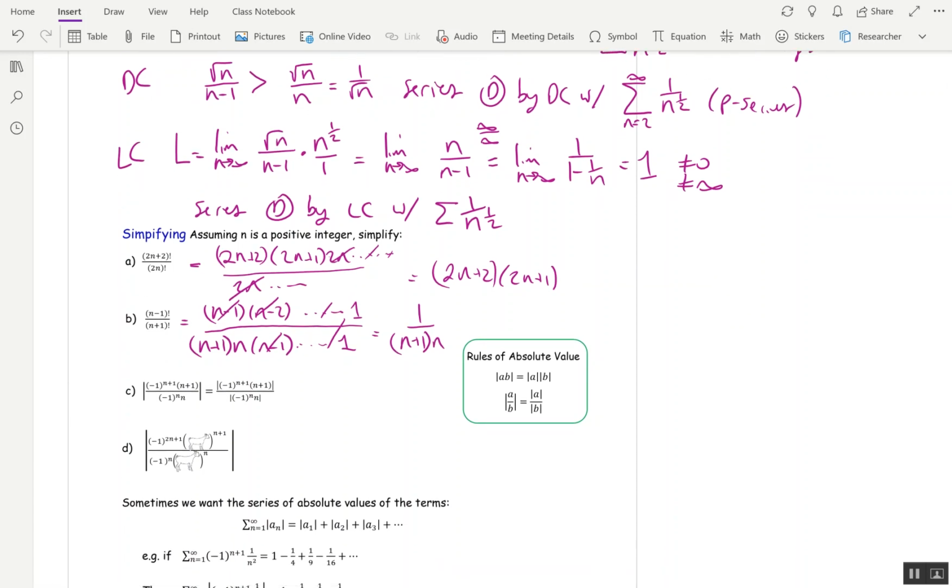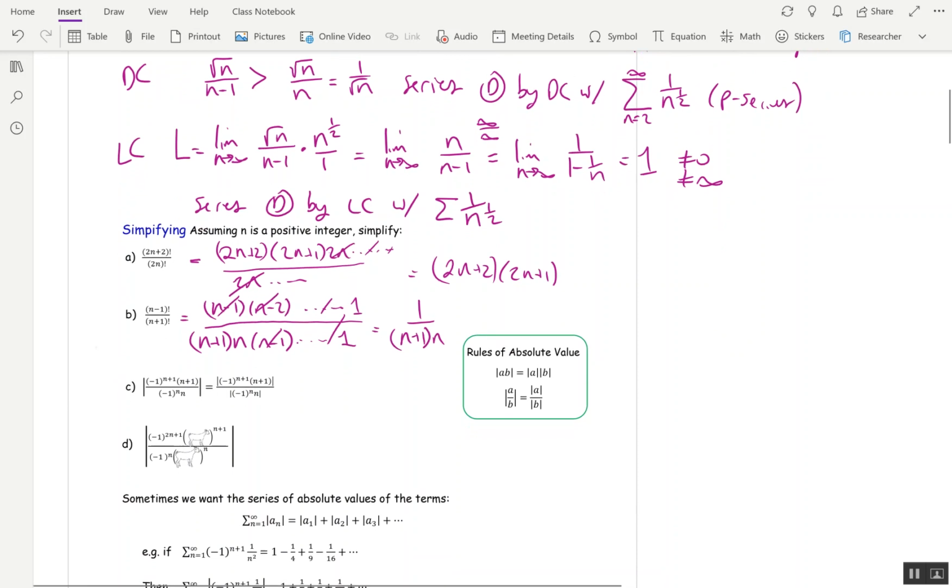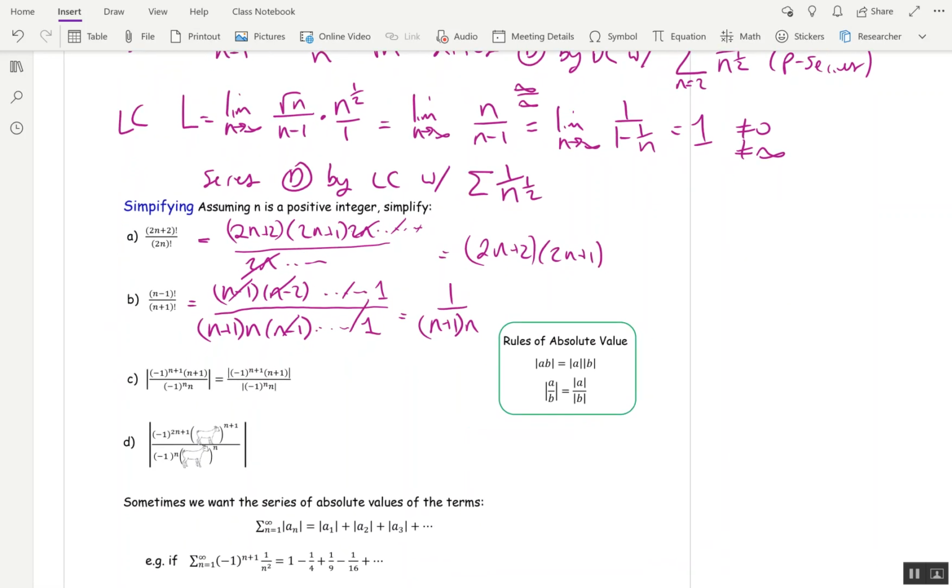All right, we're going to have to do a lot of simplifying of absolute values in here. And so I just want to remind you of the rules of absolute value over here on the right. If you have the absolute value of a fraction, that's the absolute value of the top divided by the absolute value of the bottom. And so if we're trying to simplify this, we can think of it as an absolute value on the top and an absolute value on the bottom.